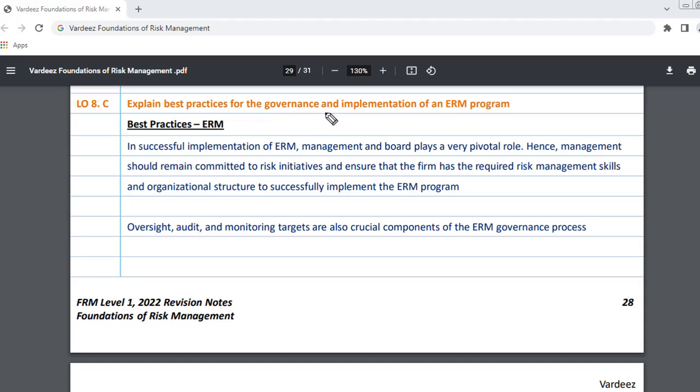Best practices for the governance and implementation. In successful implementation of ERM, management and board play a very pivotal role. Hence, management should remain committed to the risk initiatives that they take, and they should ensure that the firm has the required risk management skills. If you do not have the required risk management personnel, hire them. And the organizational structure as well, to successfully implement the ERM program. So this is also important. Having proper oversight, the audit and monitoring the targets are also crucial components of the ERM governance process.